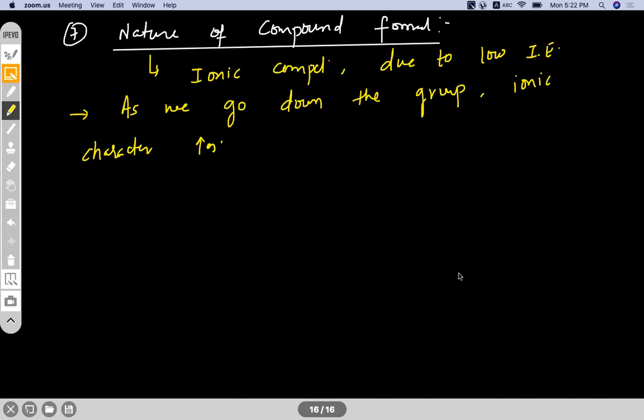Write down one note here. Beryllium compounds in anhydrous form, when there is no water of crystallization, are covalent in nature. But on hydration, it becomes ionic.